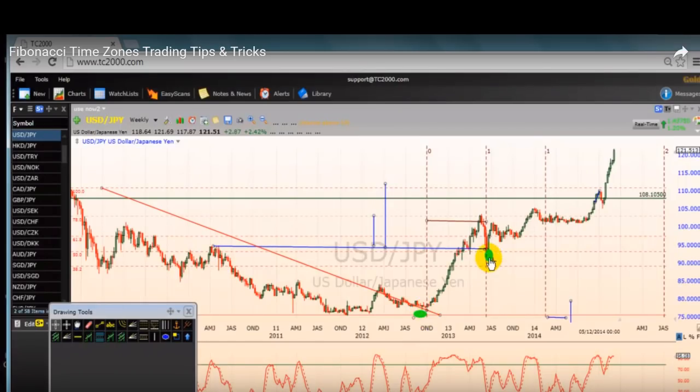I need two points to draw my Fibonacci time zone. So these two points I choose, and I have my Fibonacci time zone. At this point in time, the Fibonacci time zone is telling me that when price arrives in this zone, there is a high chance that we may see a reversal. So I may highlight it before the price reaches that level.